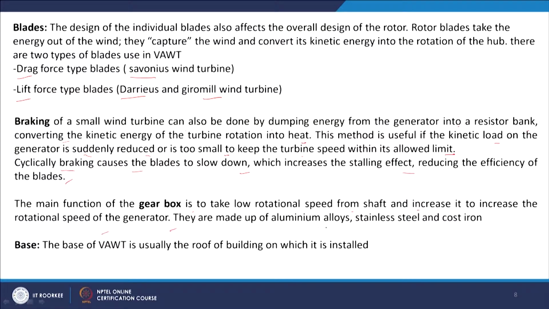They are made up of aluminum alloys, stainless steel and cast iron. And the base is the roof of the building on which it is installed. As you know, the height required for these machines is less than that of the horizontal axis machines. Now, we will see the rotor part.